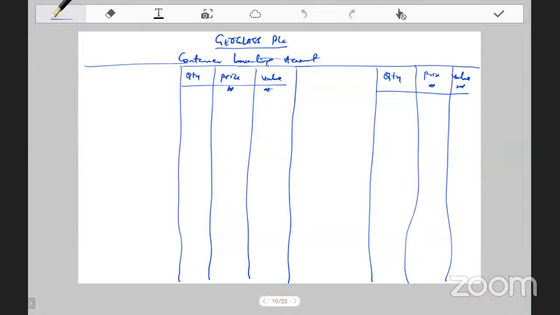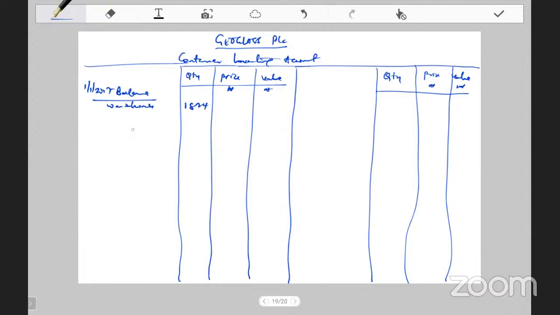Geoglass PLC, a producer of industrial glass, dispatched its products to customers using returnable cartons. In 2017, the following information was obtained from its record. On January 1st, 2017, the firm has cartons in the warehouse. Balance brought forward. How many do they have in the warehouse?